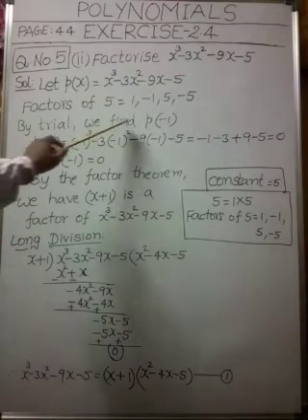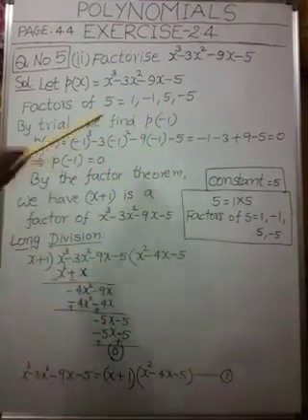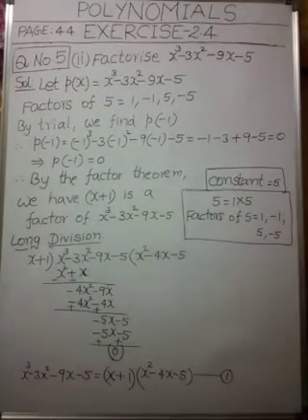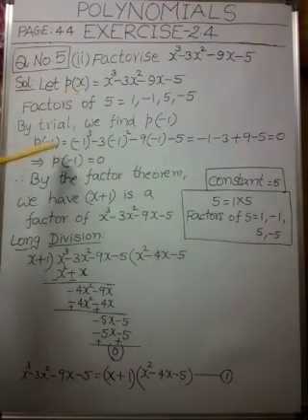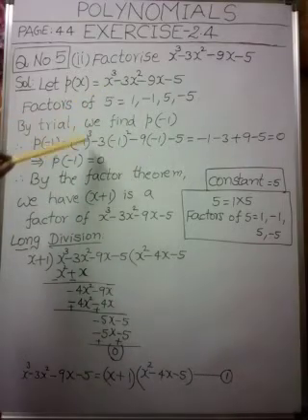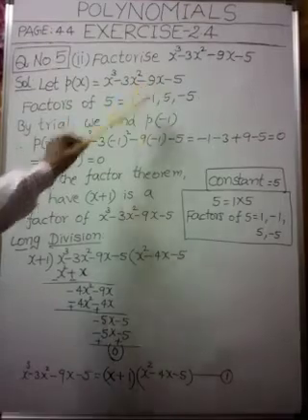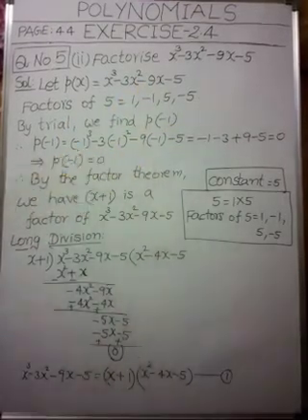But here I am taking directly the next number, the second number, minus 1. I am substituting minus 1 in the polynomial p of x. I am replacing x by minus 1 directly. Okay, my children? So, therefore, we get here p of minus 1 is equal to minus 1 whole cube minus 3 into minus 1 whole square minus 9 into minus 1 minus 5. Understood this step, my children?